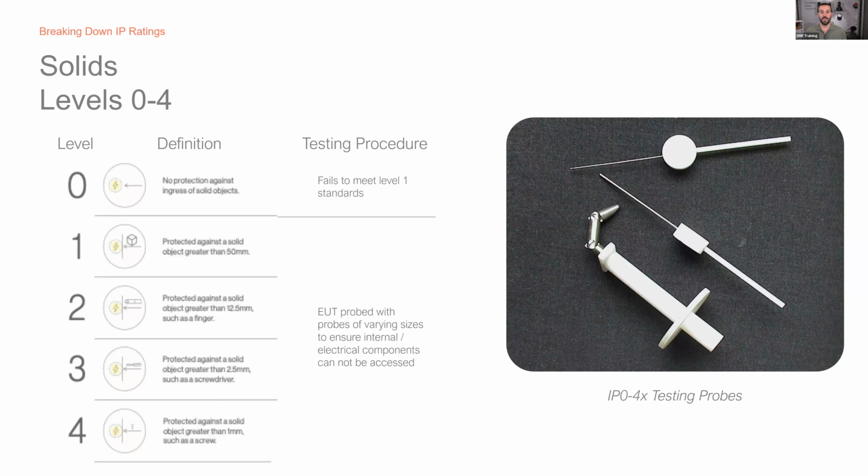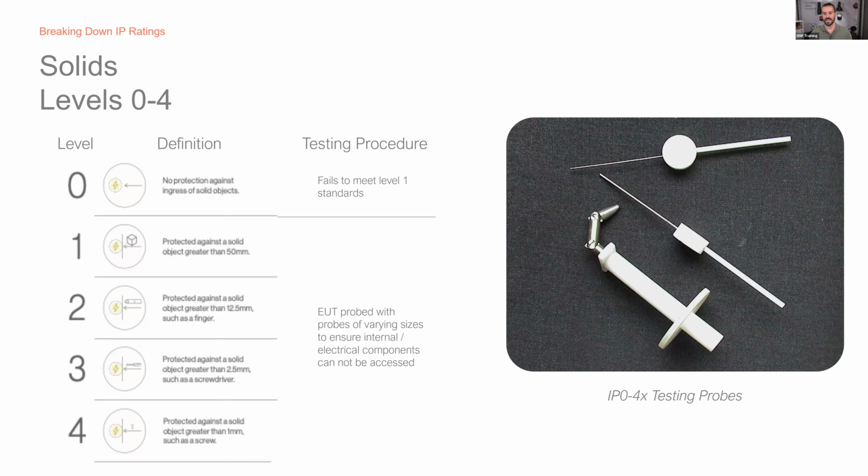So diving a little bit more into the different levels and the testing procedures. For solids levels 0 through 4, these are really the most basic levels of testing. Again, 0 is going to have no protection against ingress of solid objects. 1 through 4 work their way up in terms of the size of the object. So level number 1 is protected against an object greater than 50 millimeters in diameter. This is pretty similar to maybe a hand.